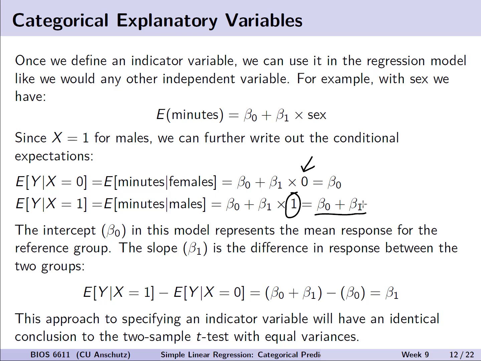This means that the intercept, beta naught, in our model here represents the mean response for the reference group. So essentially, whenever x equals 0, it's what's left over there. The slope beta 1 will be the difference in the response between the two groups, or written out mathematically, the expected value of y given x equals 1 minus the expected value of y given x equals 0 will just be equal to beta 1 as the only leftover term. What we'll see in a few slides is that this approach to specifying an indicator variable will have an identical conclusion and result to the two-sample t-test that we had previously with equal variances.